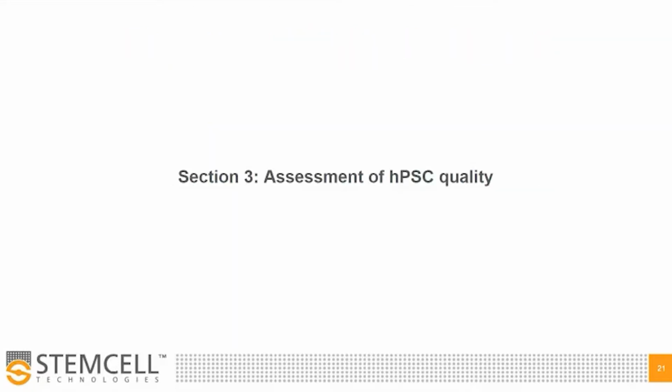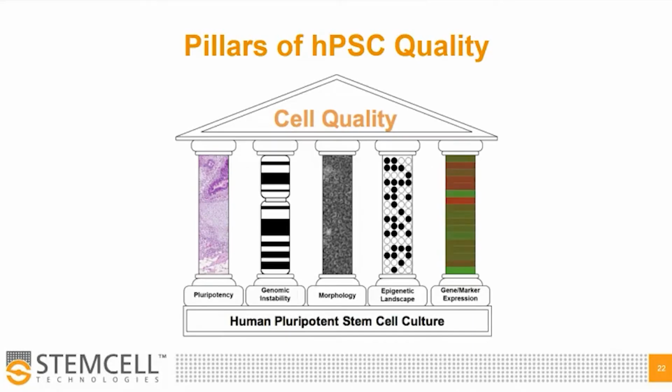Section 3, Assessment of hPSC Quality. STEMCELL is invested in the idea to standardize and promote the ideals of hPSC quality. When we talked to our customers, it was difficult to find a consensus on what exact attributes of hPSCs defined quality, even within the same lab. However, some recurrent terms kept coming up again and again in these customers' discussions. We have adopted these terms as the pillars of hPSC quality. They are pluripotency, genomic instability, morphology, epigenetic landscape, and gene and marker expression.